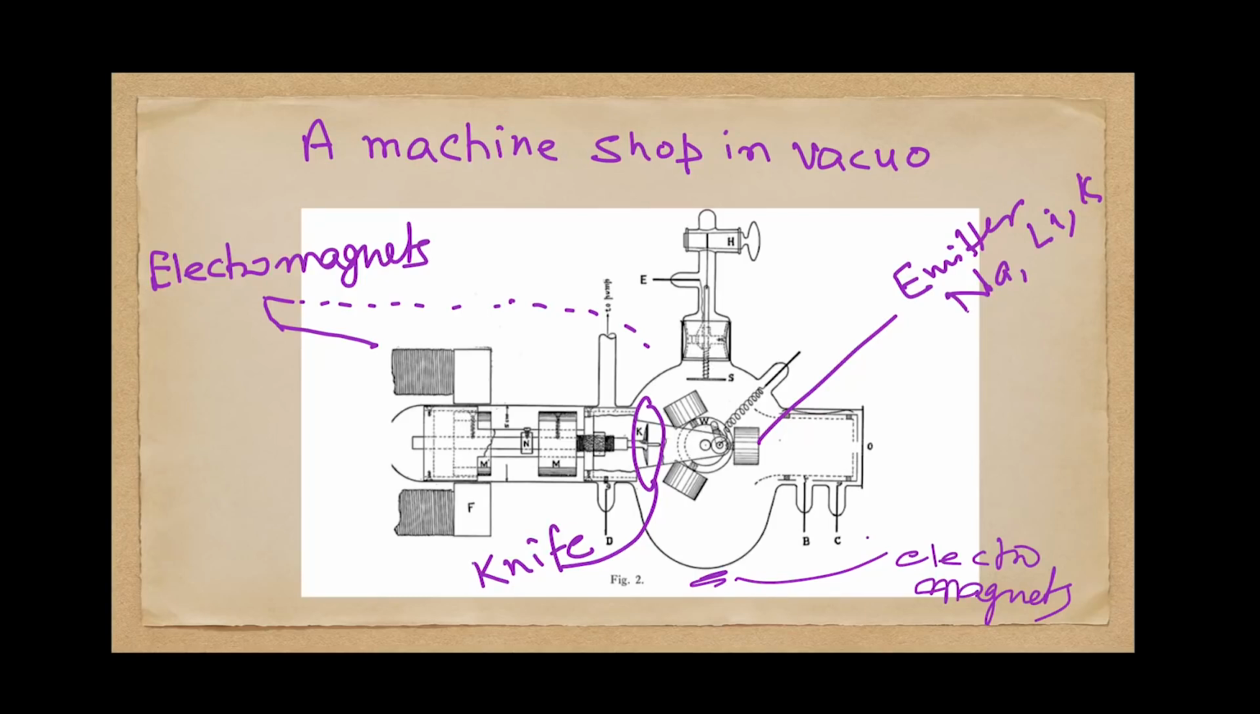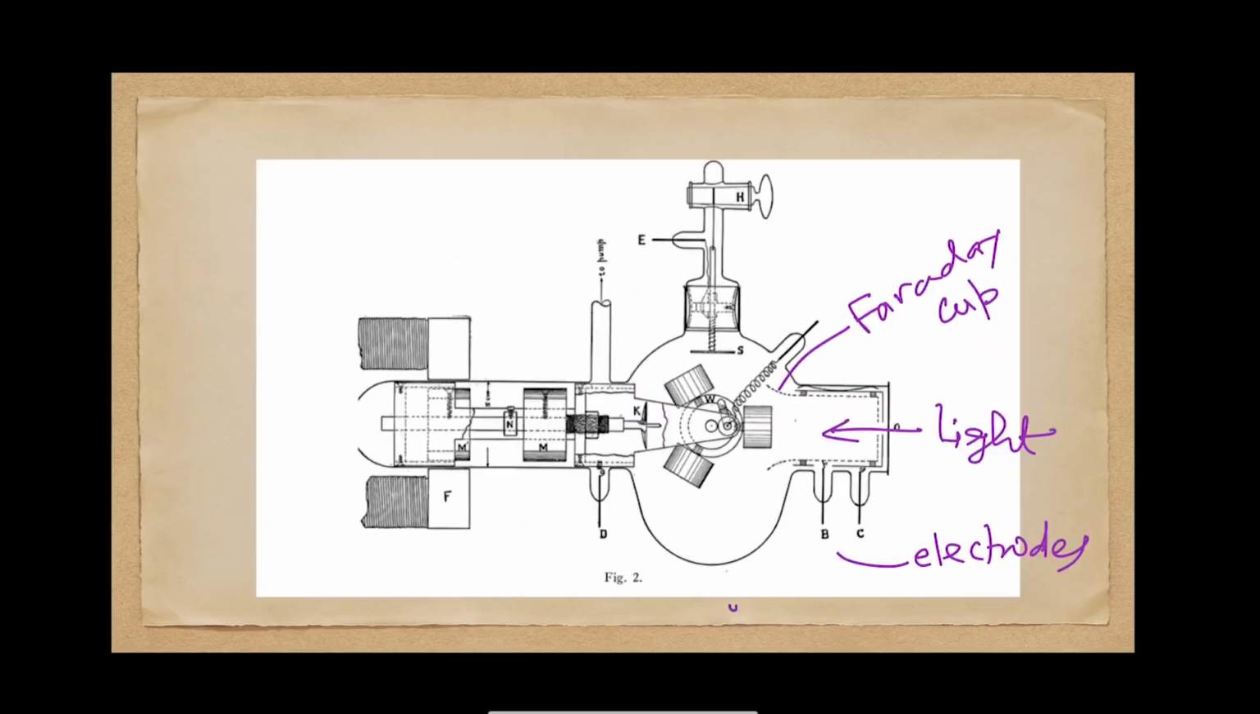is for that cleaning. So the wheel will be rotated and the appropriate emitter will be brought in front of this knife, and then from the left magnetic coils, this whole structure will be taken towards the right, and then it will scrape that surface layer from that emitter. So those are the kinds of care he is taking.